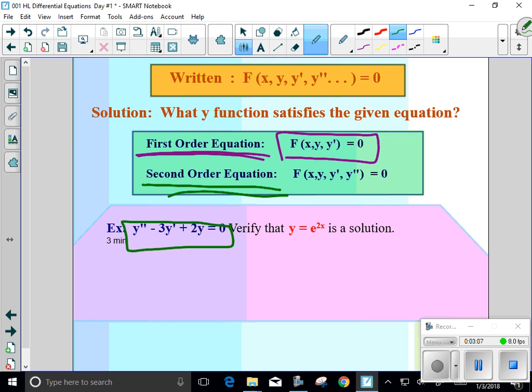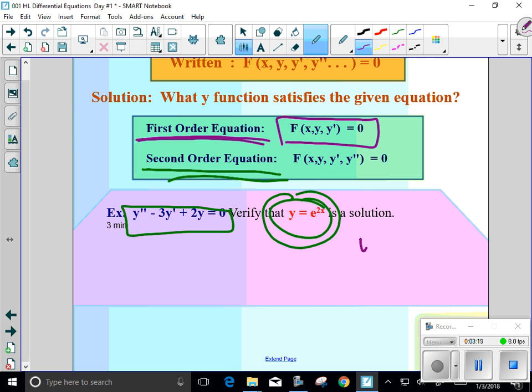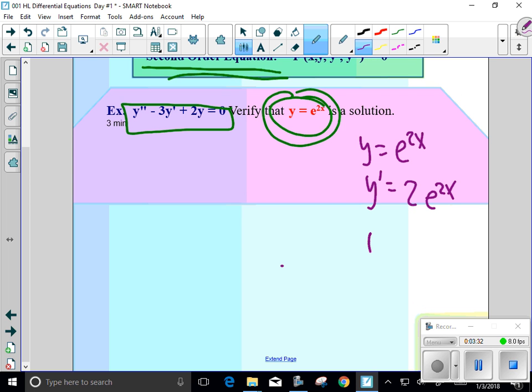So we're going to verify. We're not going to solve because that's a lot of math. We're not there yet. But remember I told you the goal was finding y? Let's see if they found the right y equation. Tell me if y is equal to e to the 2x, what's the derivative of that? Nice, 2e to the 2x, good. What's the second derivative going to be? 4e to the 2x, good.